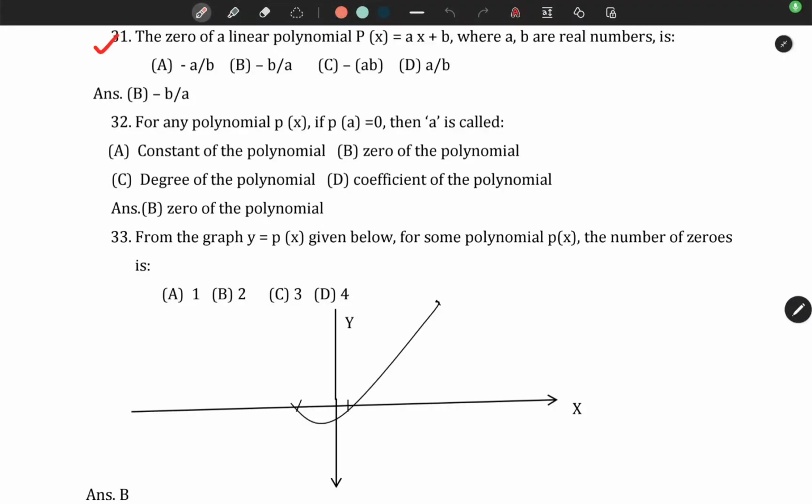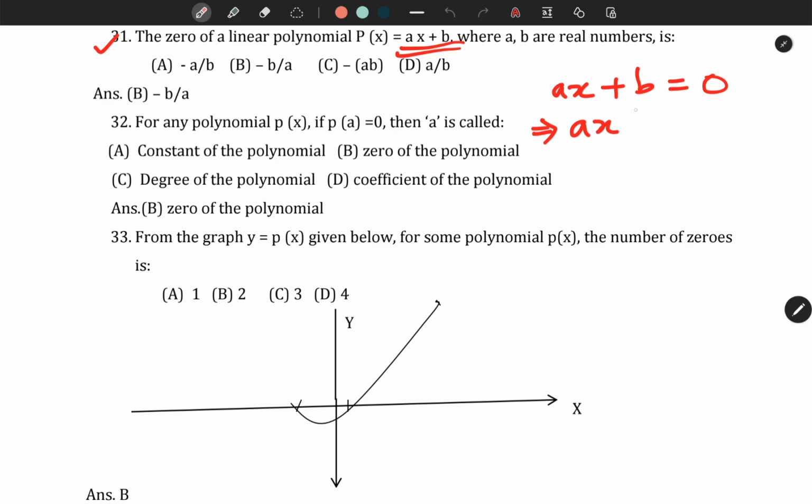Question number 31. The zero of the linear polynomial p(x) equals ax plus b. How do we calculate the zeros of a polynomial? So we'll take the polynomial ax plus b equal to 0. In order to calculate the zeros, we'll take the polynomial equal to 0 and then calculate the value of x.